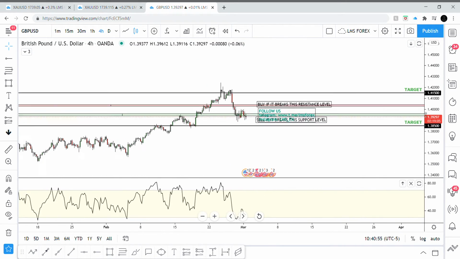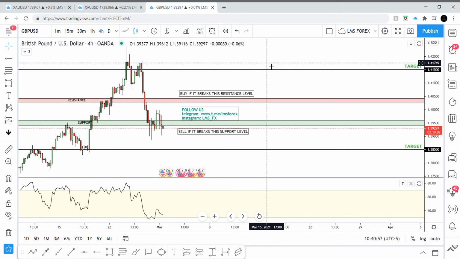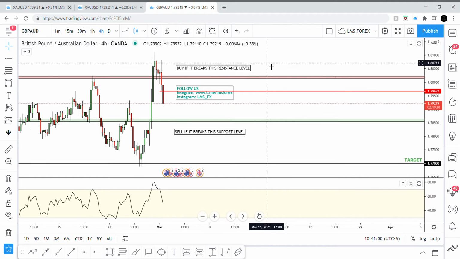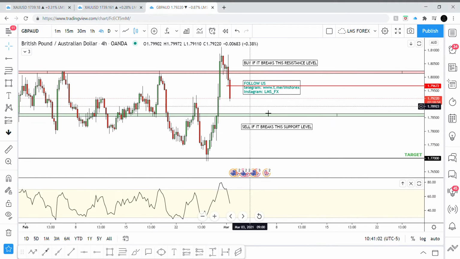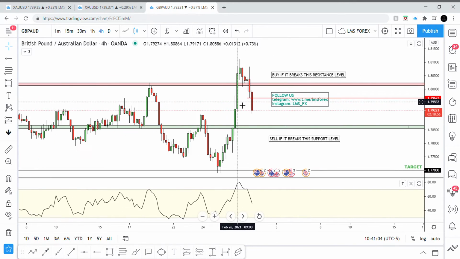Okay, let's go to the next one. JVP. This was the perfect setup, man. Unfortunately, I was eating breakfast with my family, so I couldn't take this trade.